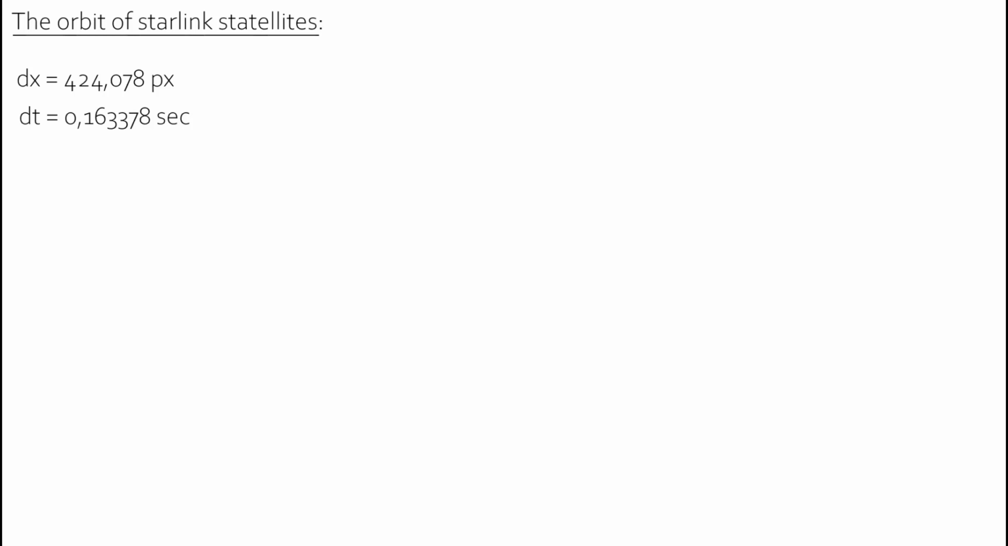We also have the time the satellite needed to do so. That is our exposure length, and this is delta t equals 0.163378 seconds. Given that, we can calculate something like the pixel speed, so what pixels the satellite travels in a given time by dividing those two values. So velocity equals delta x divided by delta t equals 2595.67 pixels per second.